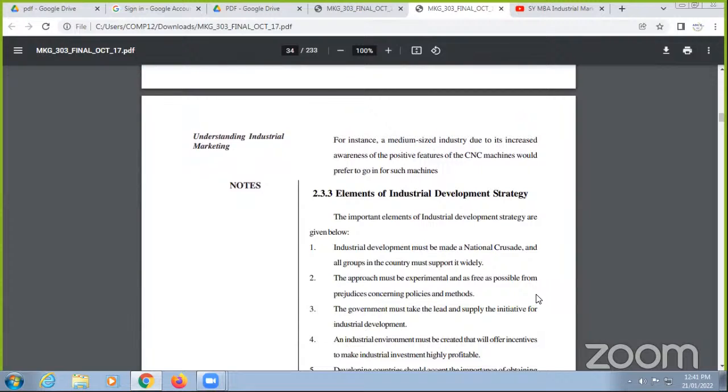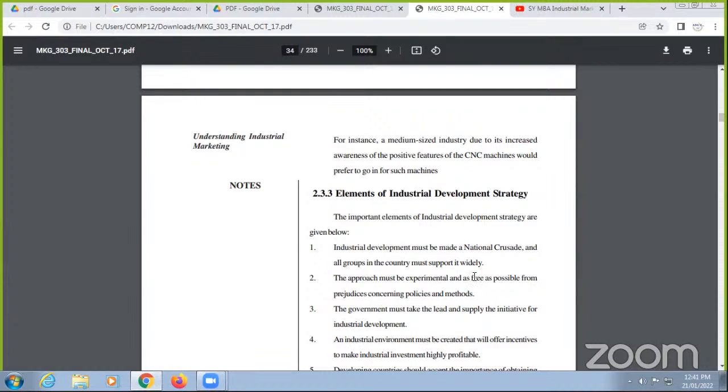Experts need the elements of industrial development strategy. Given the elements, the first element is that industrial development must be met by national graduates, and all groups in the country must support it widely.